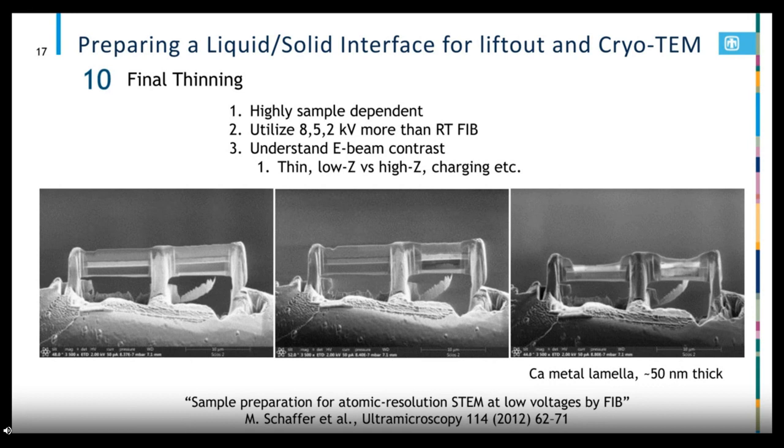And so it's very important that you understand how the contrast changes with your material, especially if you have something like an electrolyte that's very low Z, or an organic that's low Z, or you're working with lithium or something like that. And in general, I like to use the low ion voltages of 8, 5, and 2 a lot more than I traditionally do in room temperature prep. And I can generally get these samples to be about 50 nanometers thick pretty much every time I get a good lift out done.